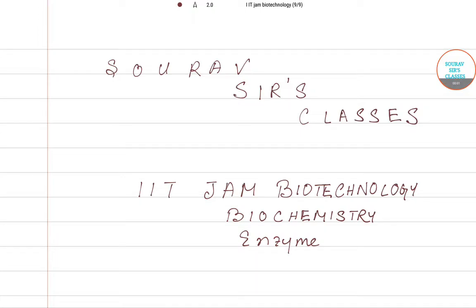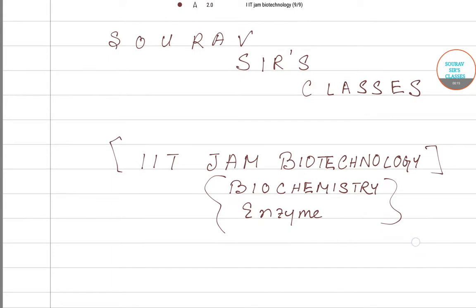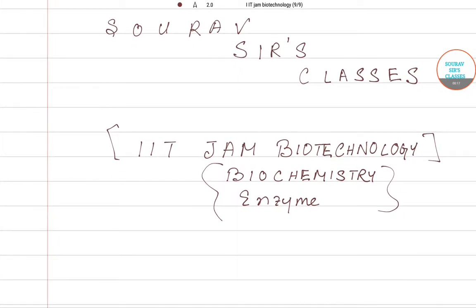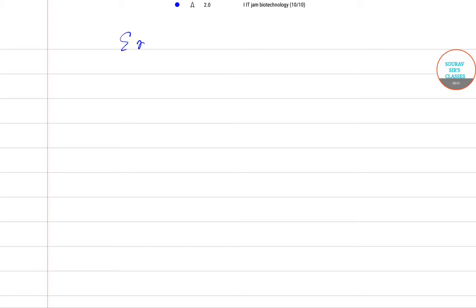In this lecture we will be starting with IIT JAM Biotechnology, and here we will begin with biochemistry, enzyme biochemistry. In the previous lecture we started enzyme biochemistry and covered some enzyme kinetics too, but in this lecture we will be starting with enzyme inhibition. So first let's get started with the definition of enzyme inhibition. What is enzyme inhibition?